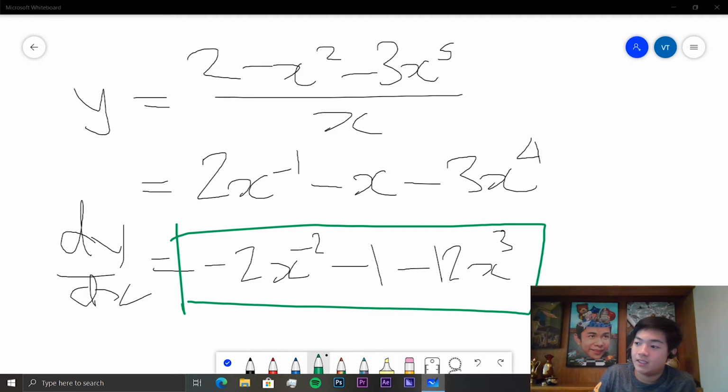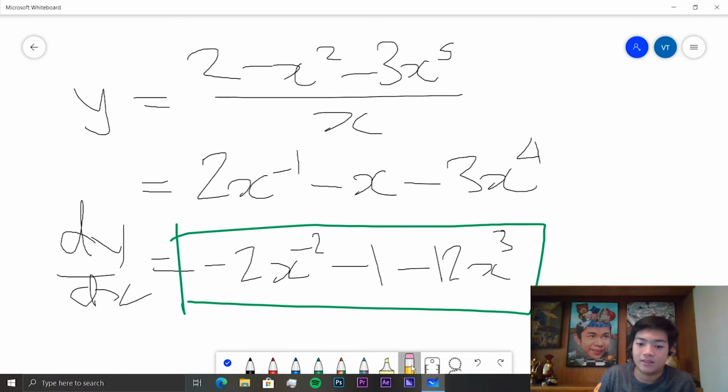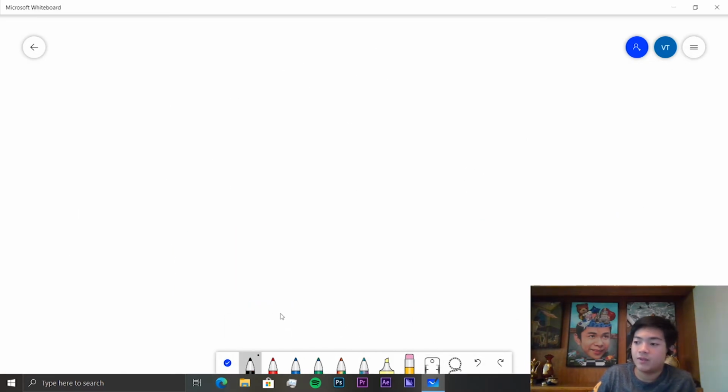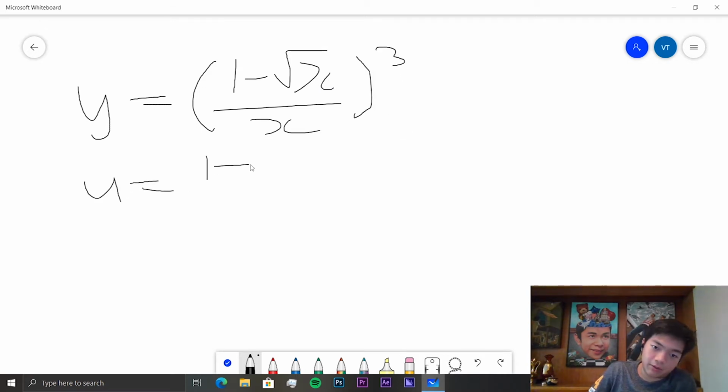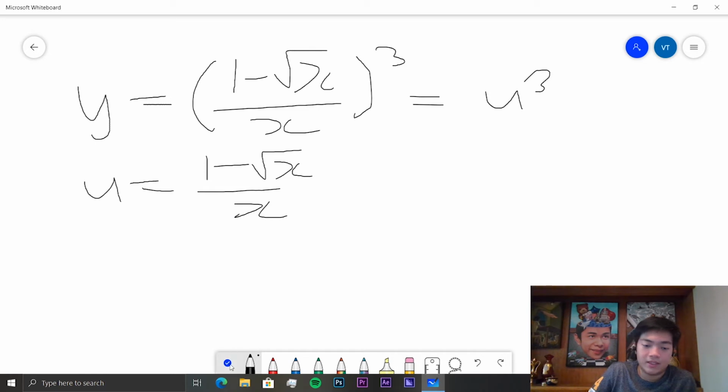The next question is: we have y is equal to ((1 minus the square root of x) over x) to the 3. So let's label u as equal to (1 minus square root x) over x. And so y is also equal to u cubed.